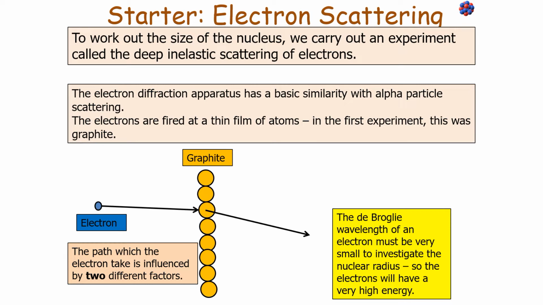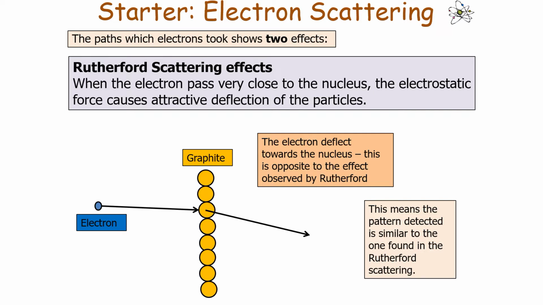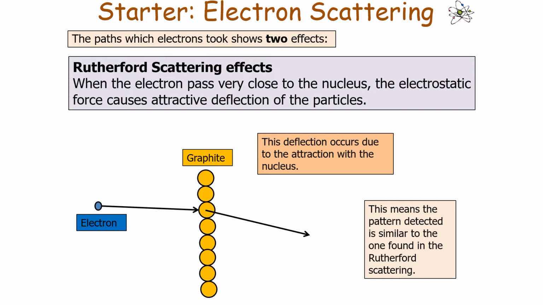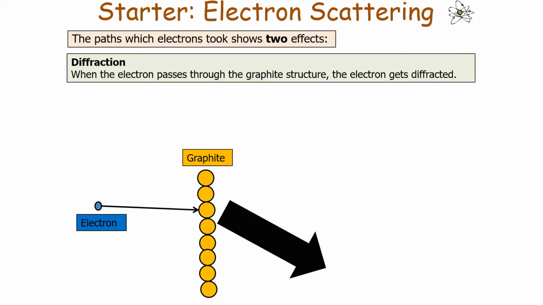So let's firstly look at the Rutherford scattering effects. When the electron passes very close to the nucleus, the electrostatic force causes an attractive deflection of the particles. So this means that the pattern detected is similar to the one found in the Rutherford scattering. The electrons deflect towards the nucleus, which is actually the opposite effect observed by Rutherford in his alpha particle scattering experiment. This deflection occurs because the negatively charged electrons are attracted to the positively charged nucleus. So even though the type of electrostatic force is different, the path pattern is actually the same as the Rutherford scattering results. The second effect is diffraction.